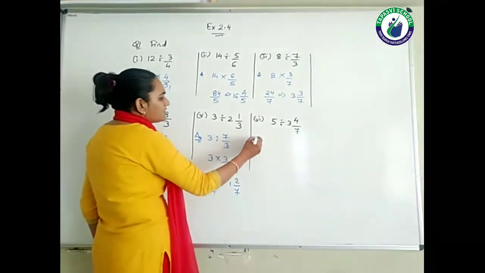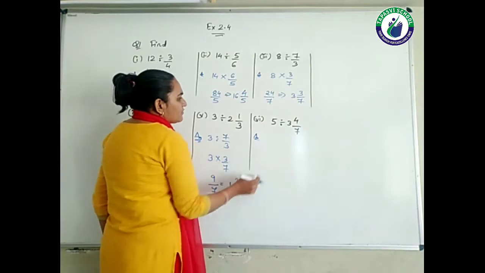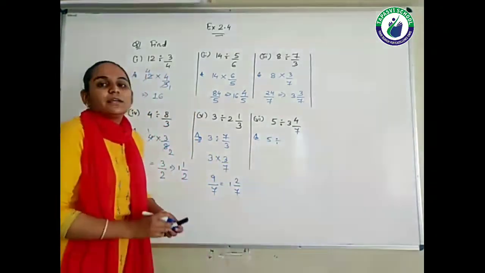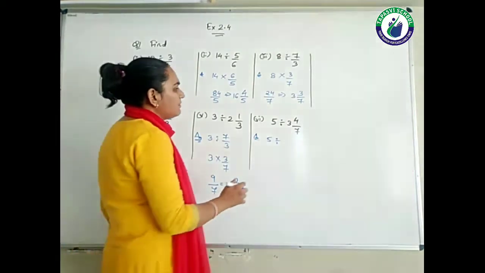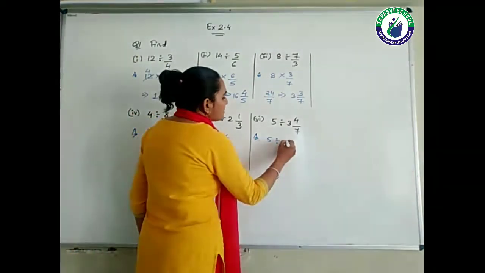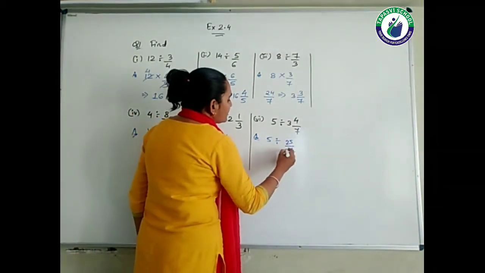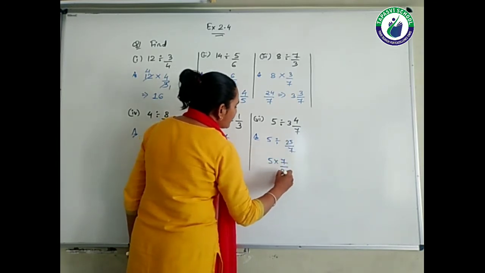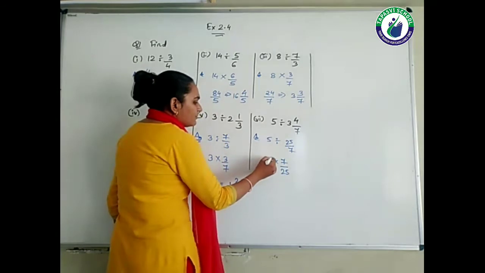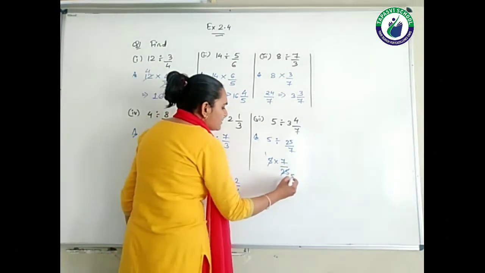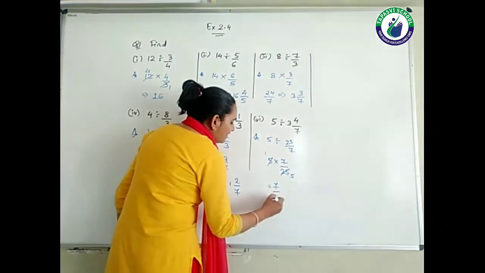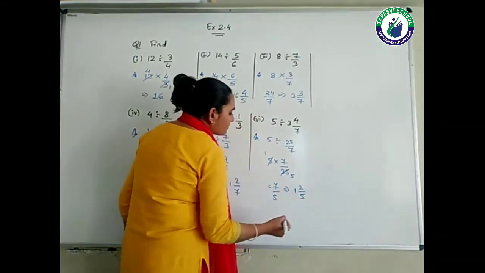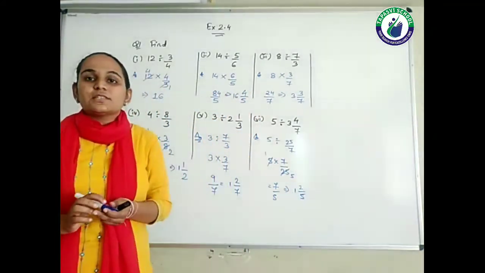Next one, again this is a question of mixed fractions. So 5 divided by 3 4 by 7, first convert this into improper. 3 sevens are 21 plus 4, 25 upon 7. 5 multiplied by the reciprocal, so 7 upon 25. So 5 ones are 5, 5 fives are 25, so it is 7 upon 5 and we can write the mixed fraction 1 integer 2 by 5. It's fine. Is it okay, students?